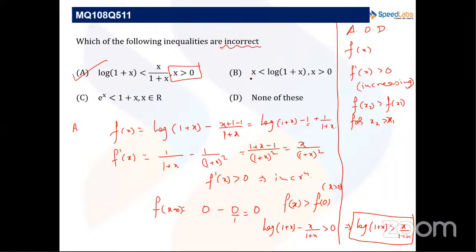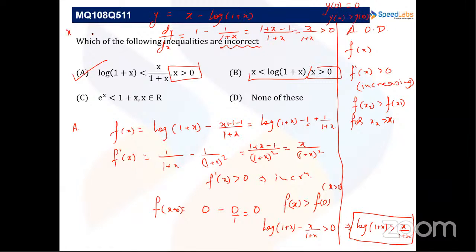Now let's check this one. For this, let's say y equals x minus log(1 plus x). Then we calculate dy by dx, which will be 1 minus 1 upon 1 plus x, that is (1 plus x minus 1) upon 1 plus x, again x upon 1 plus x, which is positive for x greater than 0. So this function is again increasing, and on putting x equals 0, y of 0 is 0, and y of x will be greater than y of 0 as the function is increasing.